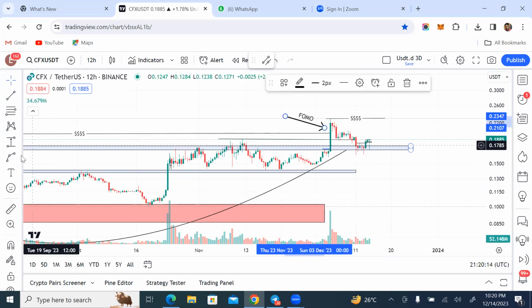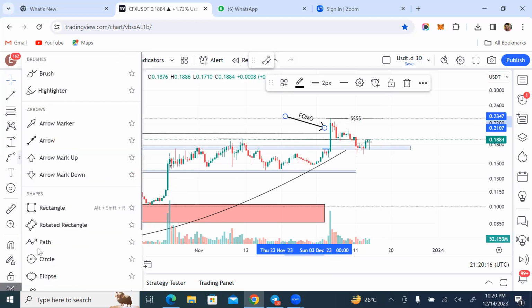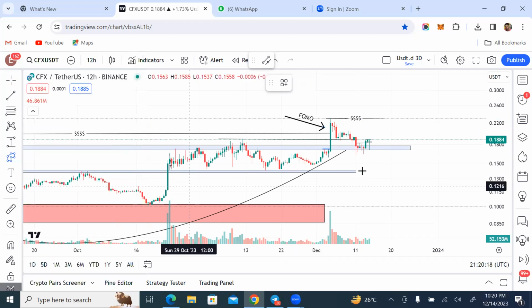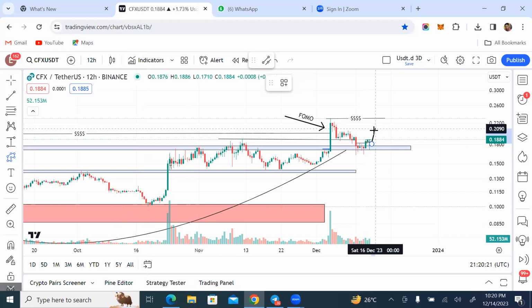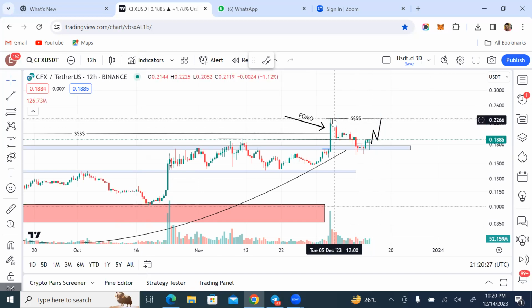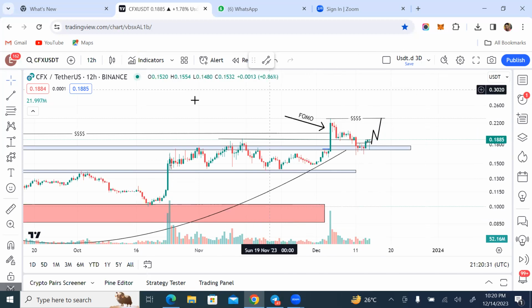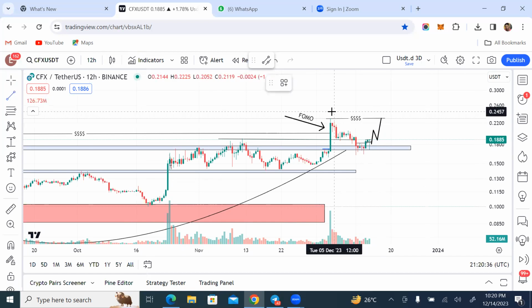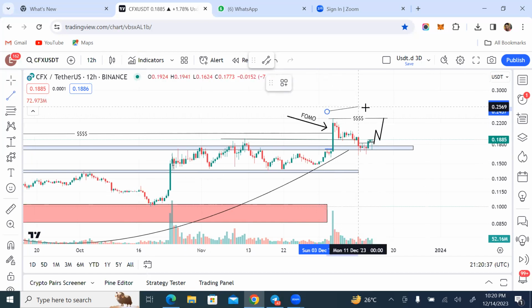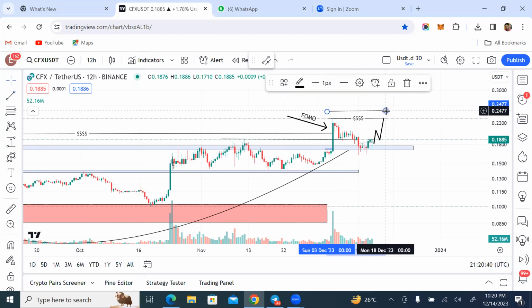So you're going to see something like this. Price will come here, and do you know what they will do? Traders will now set another liquidity again. They will set another liquidity by putting their stop loss somewhere here and attempting to short the market.